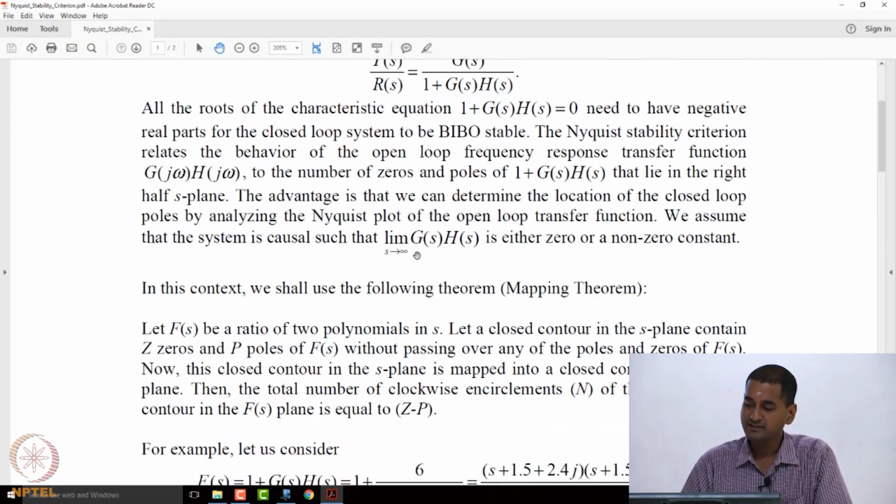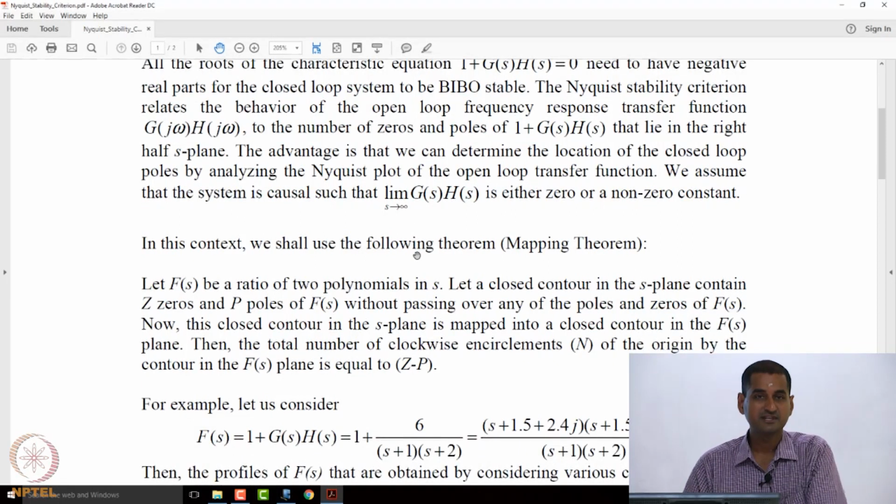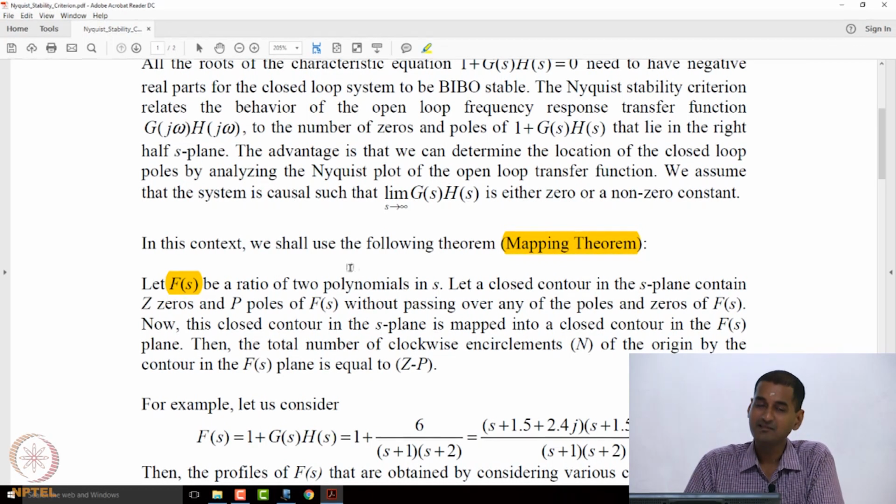So let's go to the handout, which I already shared on the course website. If you look at this mapping theorem, what are we saying? Let me read it from here. Let F of s be a ratio of two polynomials in s. I am discussing this mapping theorem. So let F of s be a complex valued function, which is in turn a ratio of two polynomials in s.